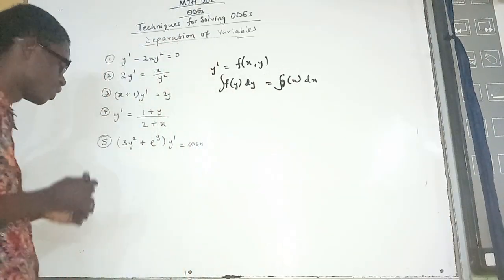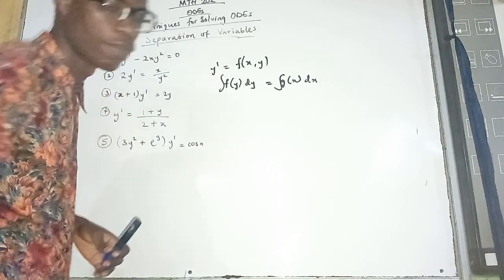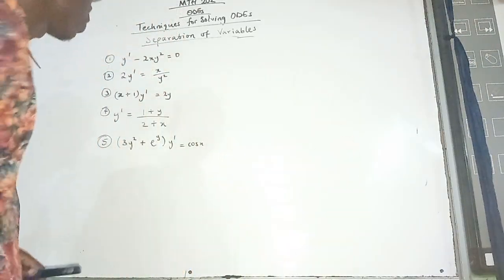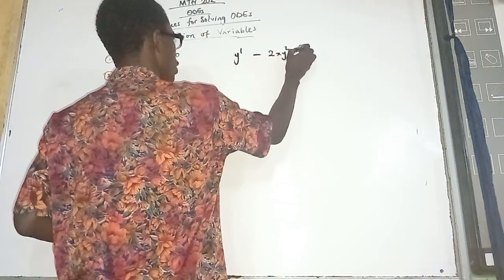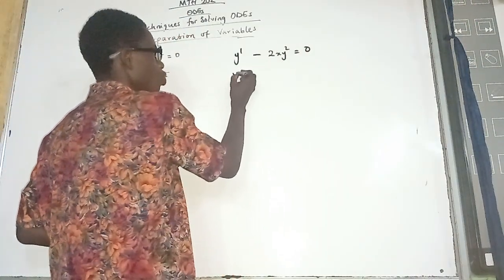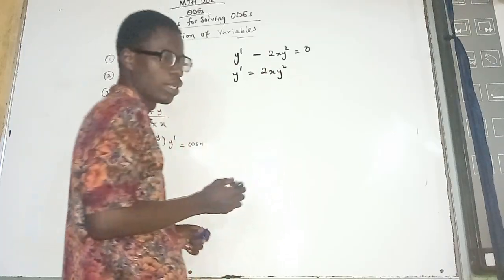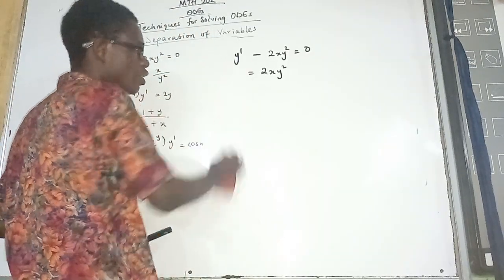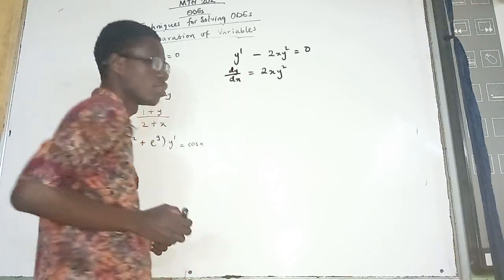So we are going to be using these 5 examples to prove our separation of variables point. So let's start with the first one. Starting with the first ODE, we have y prime minus 2xy squared equals 0. The first step is to bring this to the other side. So we have y prime equals 2xy squared. Now I can rewrite y prime as dy dx.